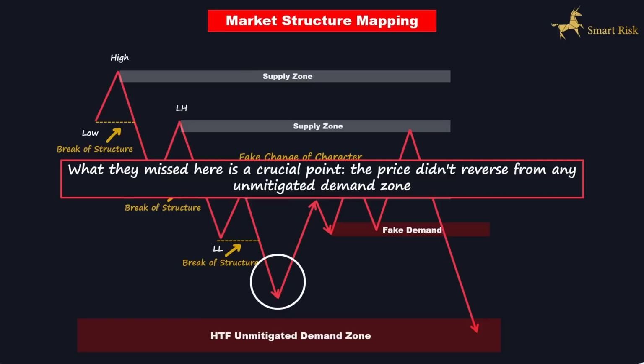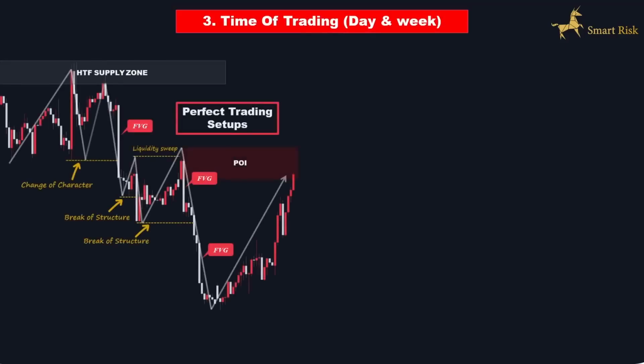Inexperienced traders could have avoided this if they had a better understanding of market sentiment. They would have noticed that their identified change of character was not valid because the price hadn't reached the higher timeframe demand zone yet. Now let's move into the next confluence criteria, the time of day and week.